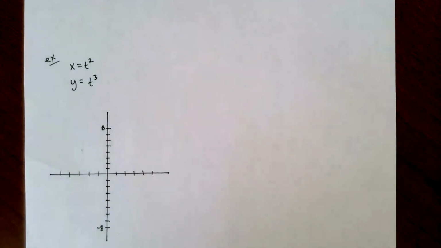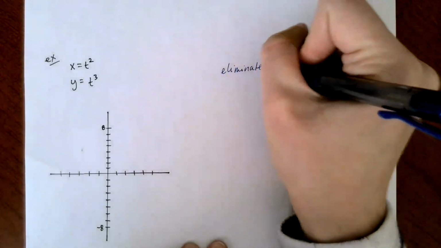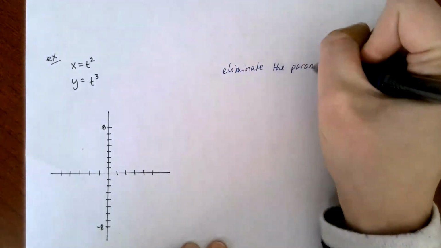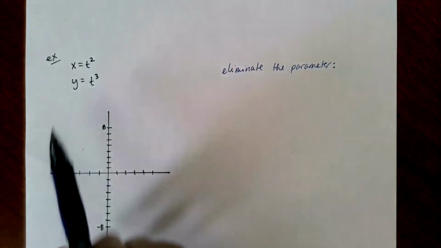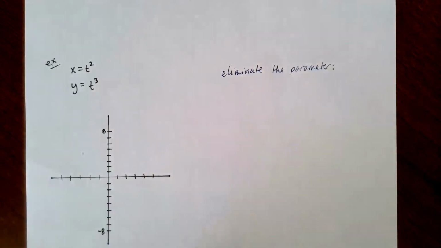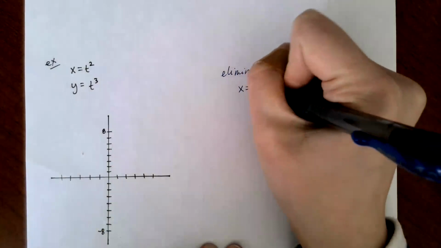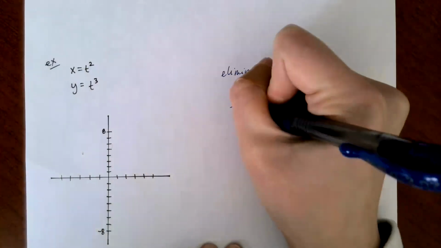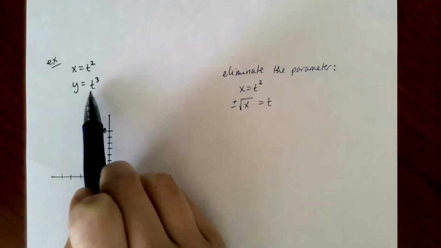Okay. So if we want to eliminate the parameter in this case, just to get a sense of the path that this will trace out, we'll do it the more traditional way, which is take one of these equations and solve it for t, then plug that in for t in the other formula. If we want y equals a function of x, we'll solve x equals t squared for t, so you have plus or minus square root of x is t. And then we'll plug that in for t here.